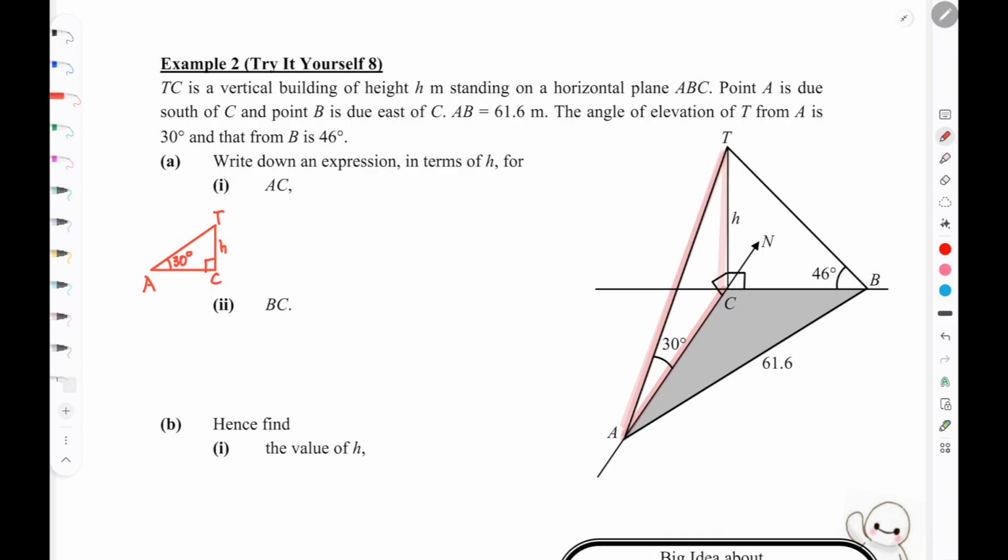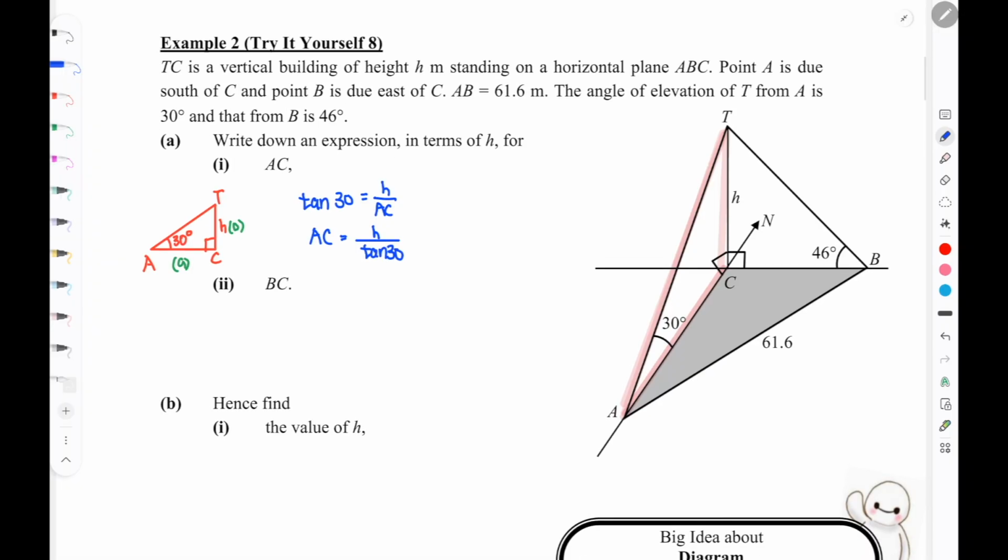Now I have my opposite, which is my H. I have to find my adjacent. So I can use tangent. Tangent 30 equals to O over A. So it's H over AC. I can make AC my subject, and then I shift my tangent 30 over, so it becomes H over tangent 30. Remember, first step is always to draw it in 2 dimensions first, so it's easier for you to see.